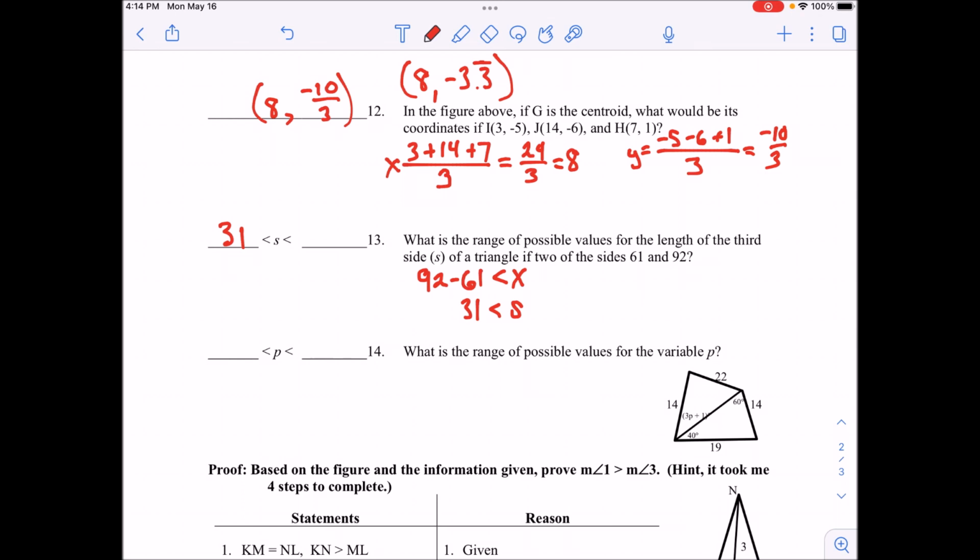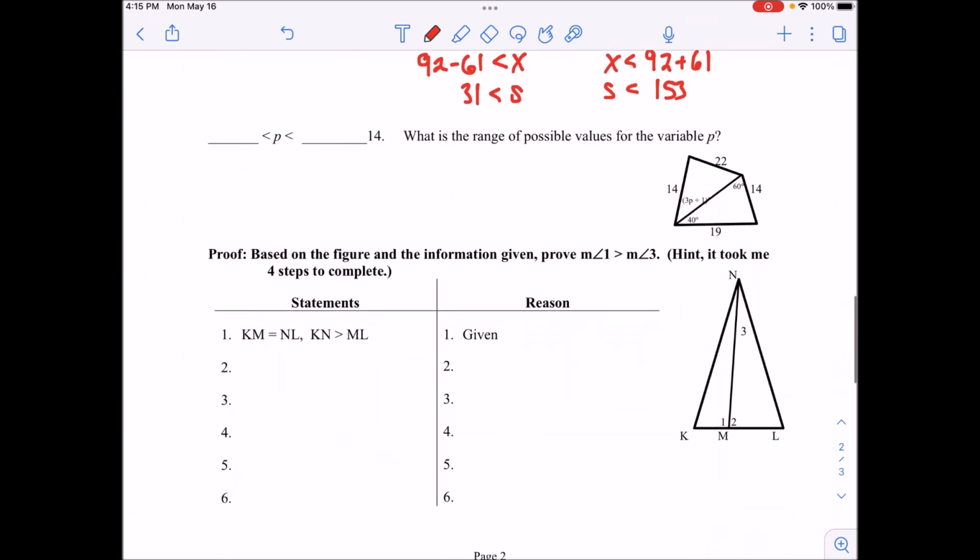At the same point, my third side has to be less than the sum of those two sides. So if I take 92 plus 61, that gives me my S value being less than 153. So the third side has to be greater than 31, but less than 153.